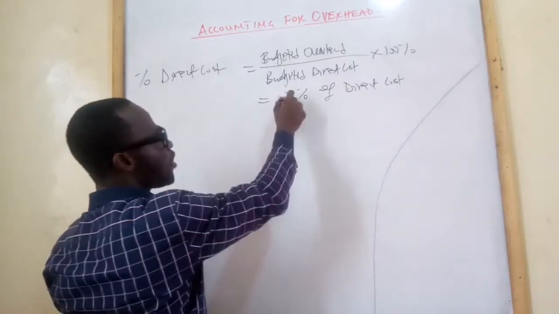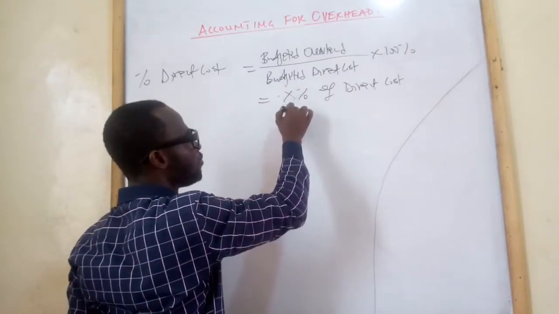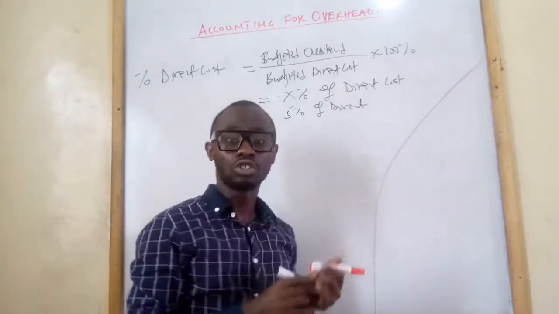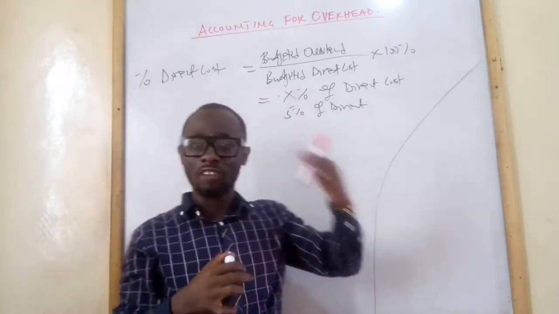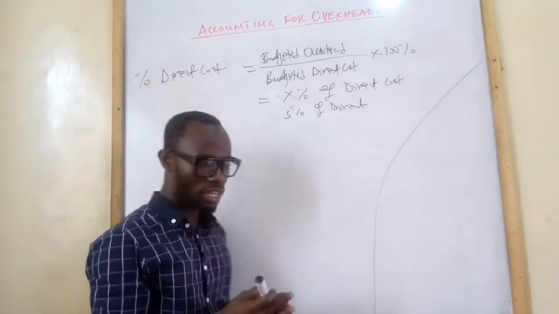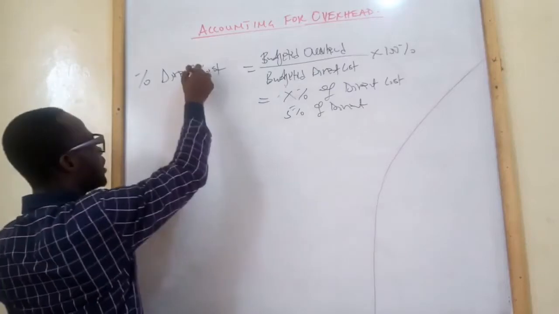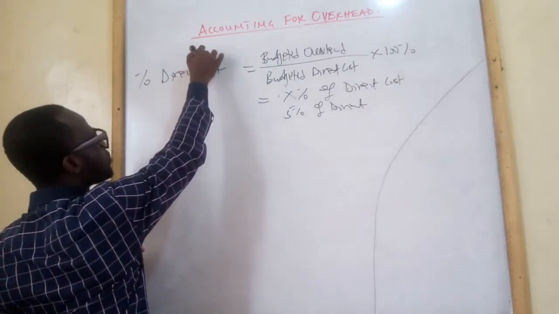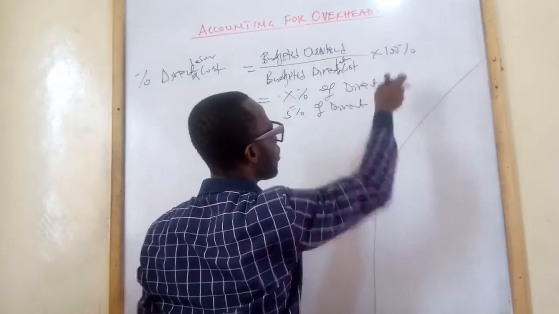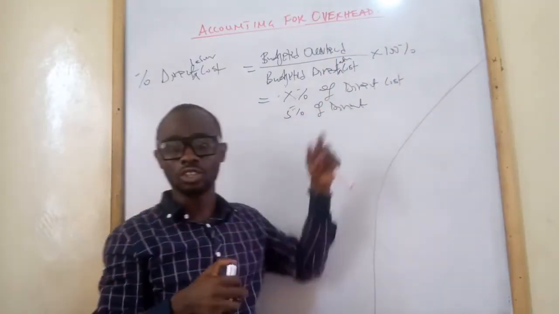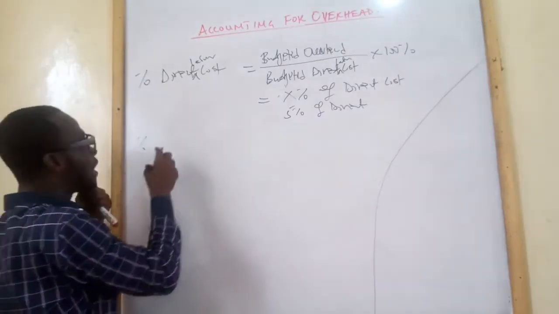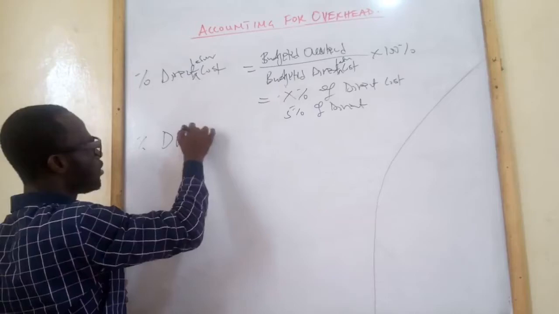So for instance, if your answer you get here is 5% of direct labor cost, what it means is that if you go to your cost sheet, you are going to take 5% of the actual direct labor cost. Direct labor cost, sorry. So it is going to be 5% of what? Direct labor cost. The second one is the percentage of direct material cost.